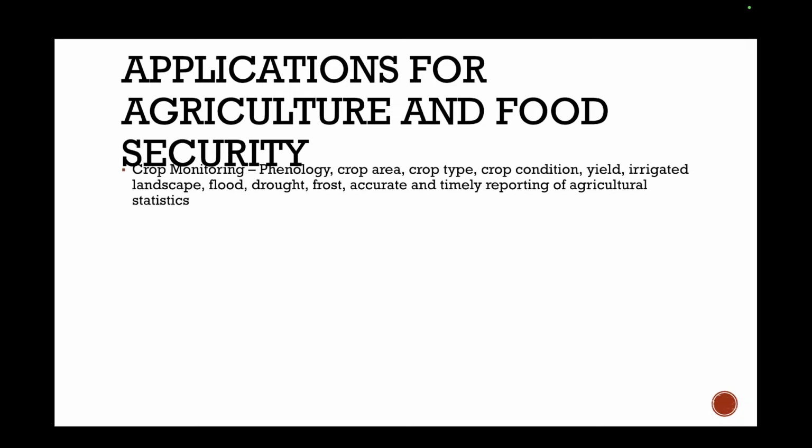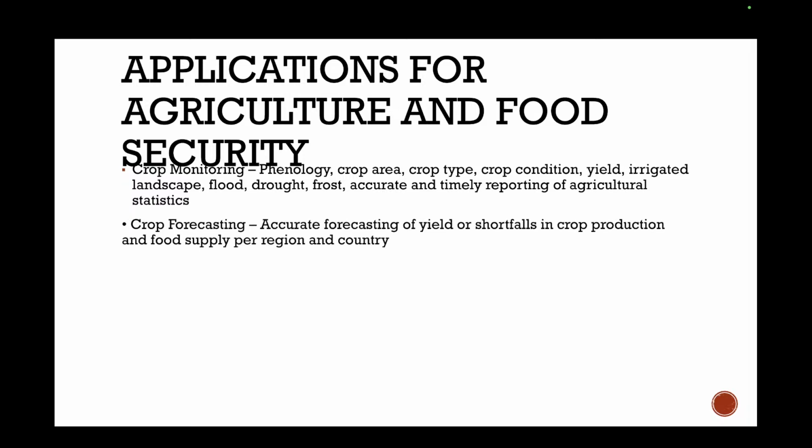And then the application for agriculture and food security. It's very important for food security. So we can easily do crop monitoring. We have different ways for crop monitoring, such as phenology, crop area, crop type, crop condition, yield, irrigated landscape, flood, drought, frost, and accurate and timely reporting of agricultural statistics. We can easily get this type of information.